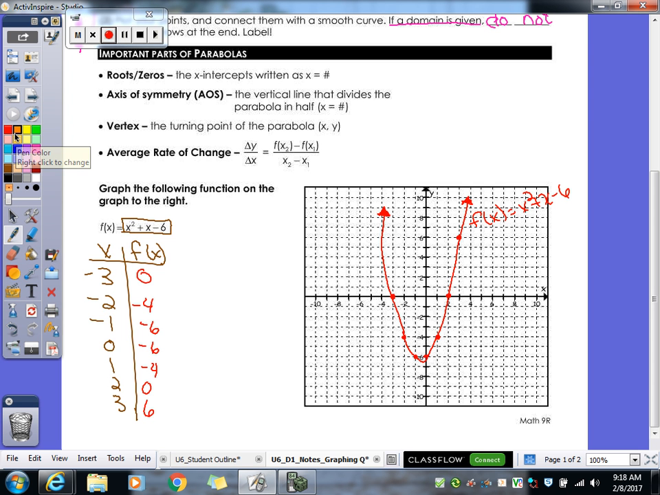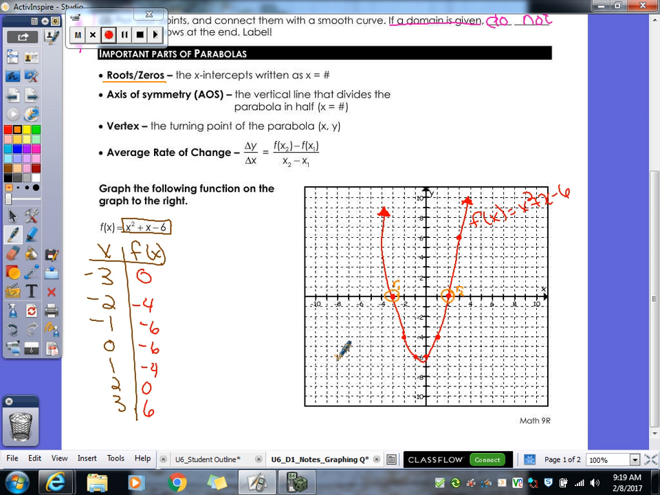All right, so now we're going to go through these key words up here. First one, roots and zeros. They use those two words interchangeably. They mean the same thing. Your roots and your zeros are your x-intercept. So it's where your graph touches or crosses your x-axis. So I have a root here. I'm going to label that as R1. And I have a root here. I'm going to label that as R2.